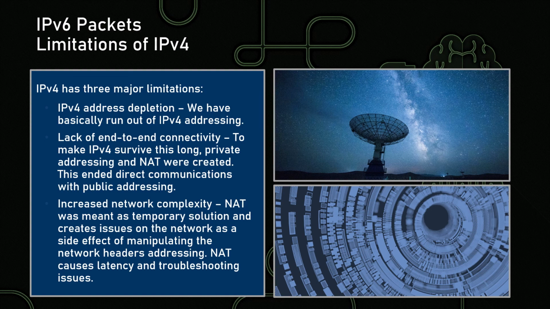Direct communications with public addressing was essentially no longer necessary. It just provided a single interface for that exterior of the LAN. NAT was meant as a temporary solution, and it creates network issues because we're manipulating network header addressing as it moves from one point to another. NAT causes latency, causes overhead, and it causes troubleshooting issues.